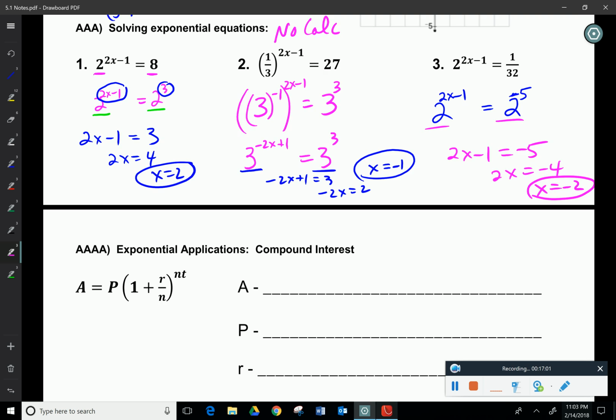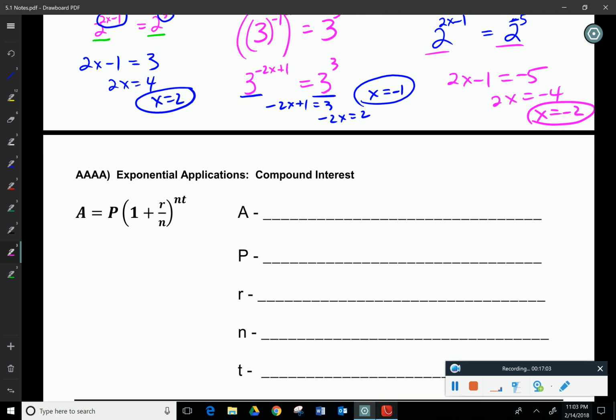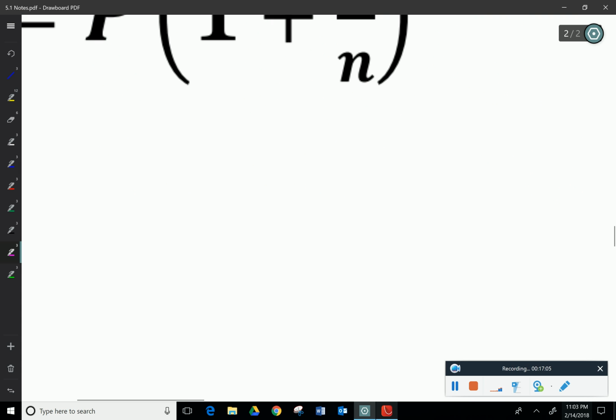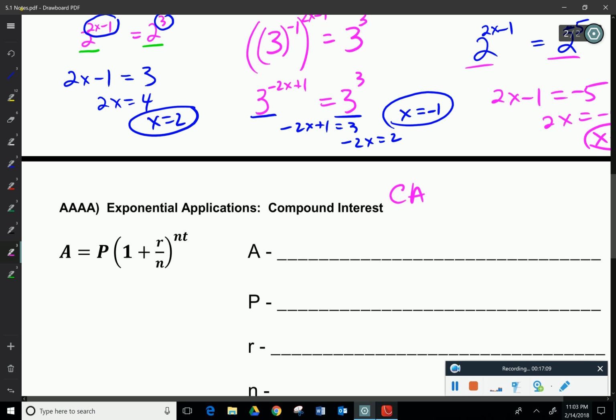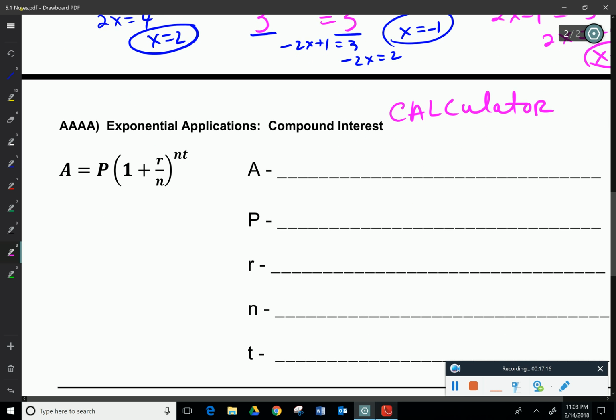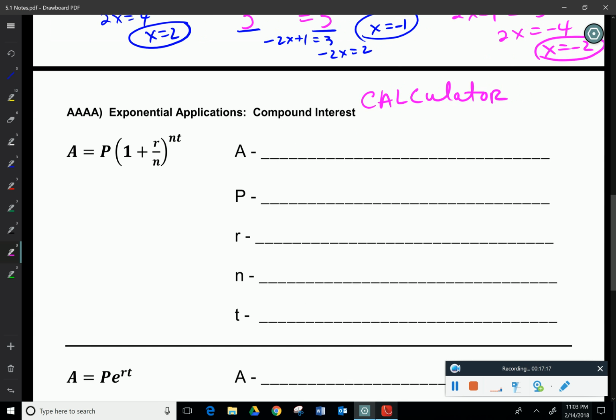Okay. The next part is going to be a calculator application. So, whoops, I'm sorry. We're back to some calculator stuff. So pull that out. This formula, I think you've seen several times. We may have even mentioned it in this class. It's a formula for compound interest, and it always comes up when we're doing exponential functions.